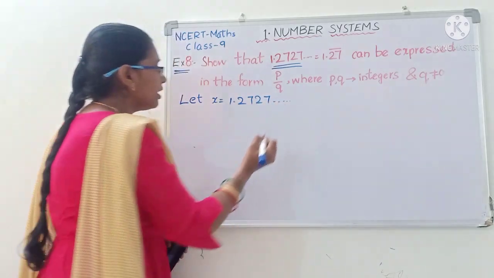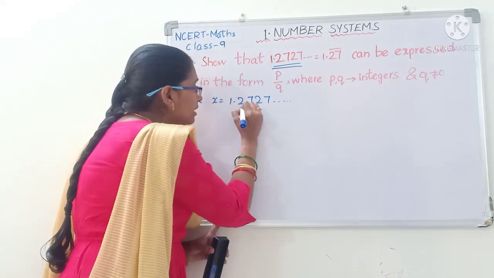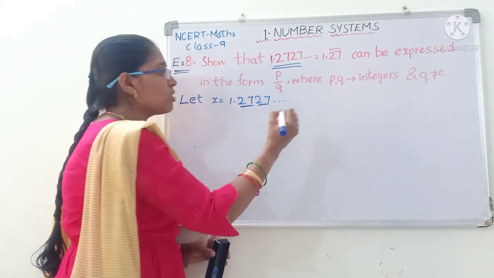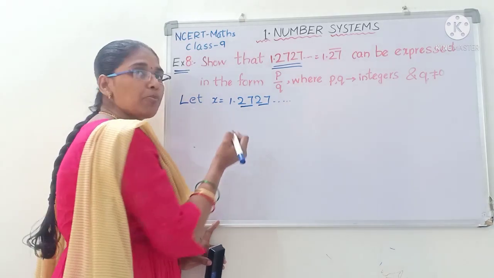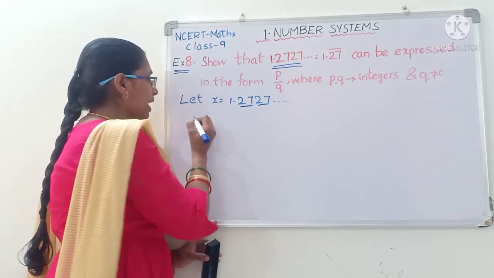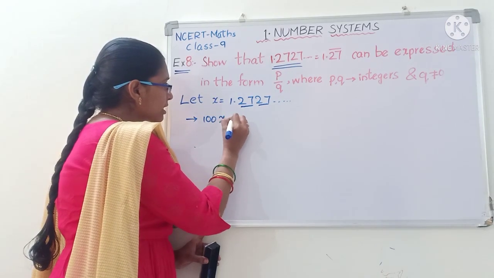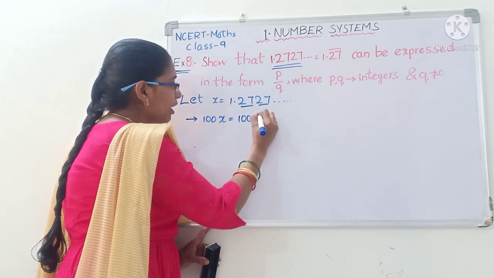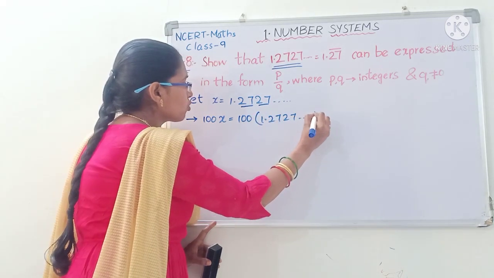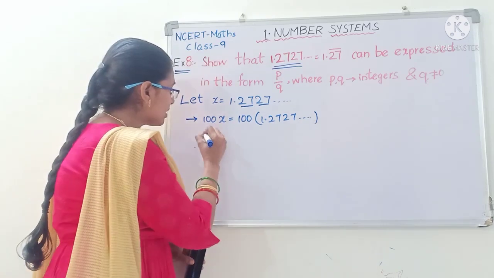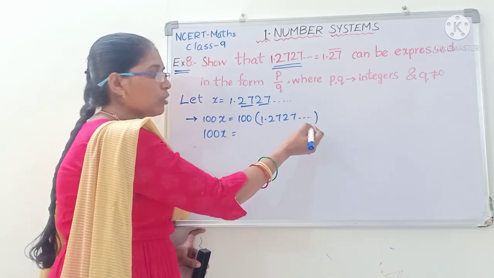1.2727 and so on. Here, children, after the decimal point, how many digits are repeating? The digits 27 are repeating, 2727. That means 2 digits are repeating. So you multiply both sides with? Yes, children, correct. You multiply both sides with 100. 100 into x is equal to 100 into 1.2727 and so on.